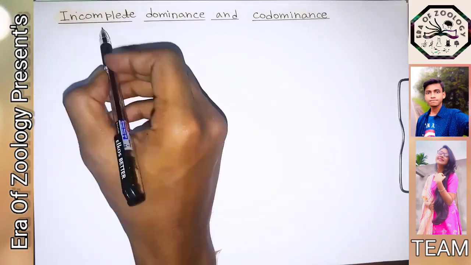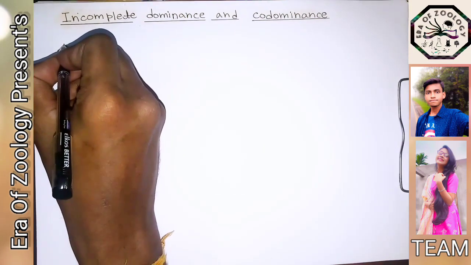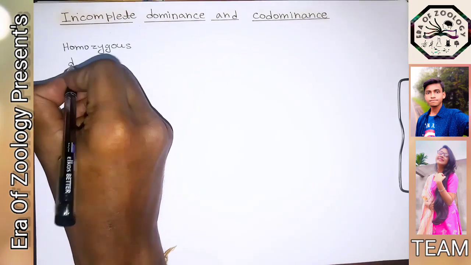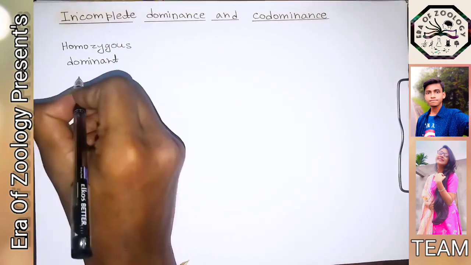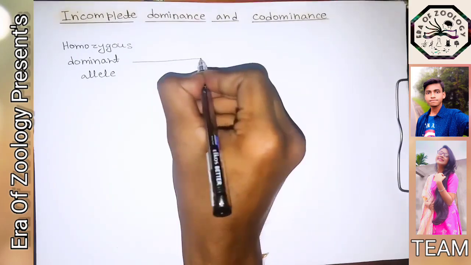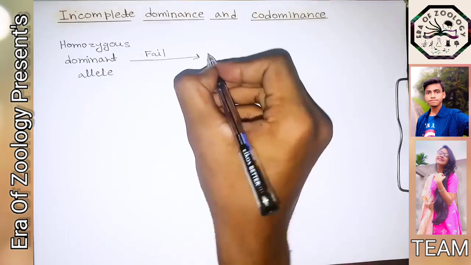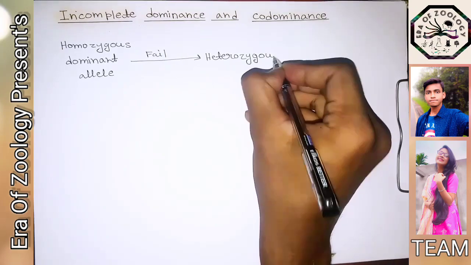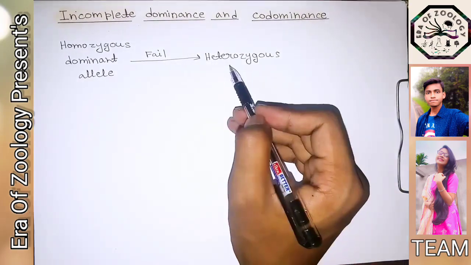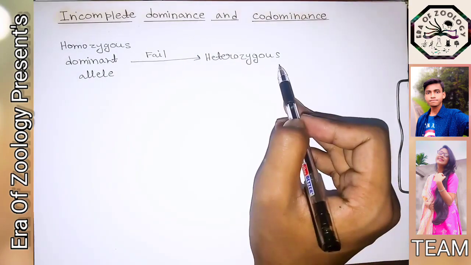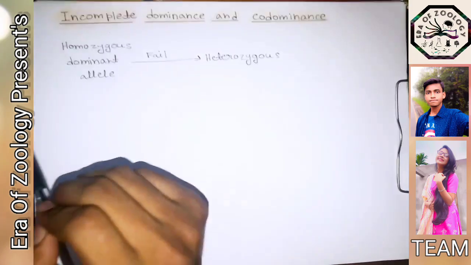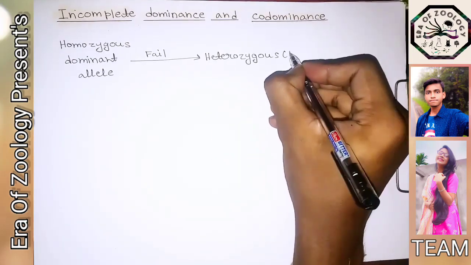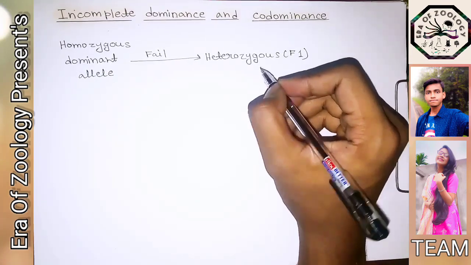So let's start. What does incomplete dominance actually state? When the homozygous dominant allele fails to express in the heterozygous, this type of condition will be termed as incomplete dominance. So when the homozygous dominant allele fails to express in the heterozygous, I mean the F1, this type of condition will be termed as incomplete dominance.